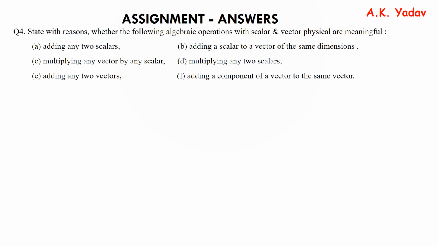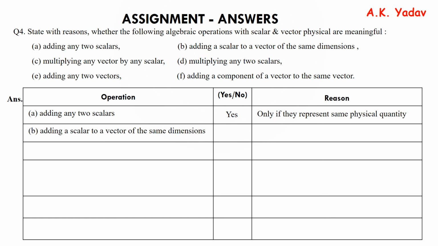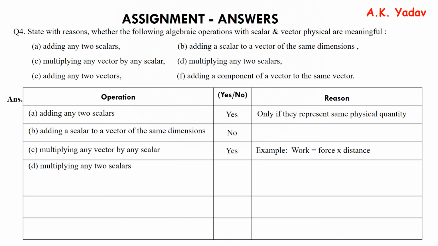State with reason whether the following algebraic operations with scalar and vector physical quantities are meaningful. So first one, adding any two scalars, yes, it is meaningful only if they represent the same physical quantity, otherwise it's not meaningful. Adding a scalar to a vector of the same dimension, no, this is not meaningful. Multiplying any vector by any scalar, yes, it is meaningful, because work is equal to force into distance, where force is a vector and distance is a scalar.